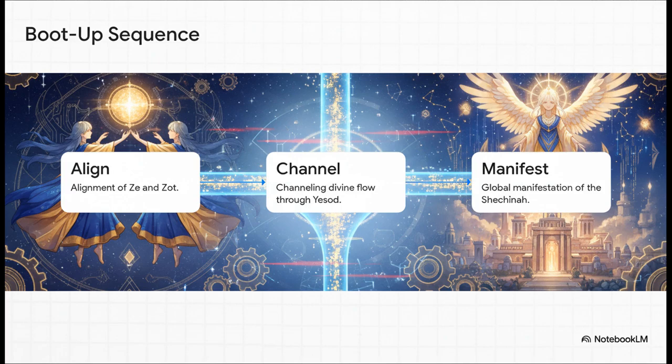And finally, Step 3, doing all of this successfully unlocks the final level, the global, unhindered manifestation of the Shekhinah right here in our physical reality. The cosmos is aligned, the Torah code is flawlessly executed, and redemption is officially achieved.